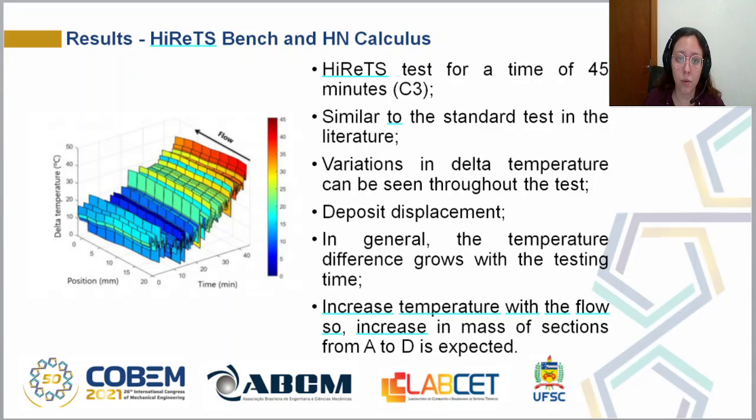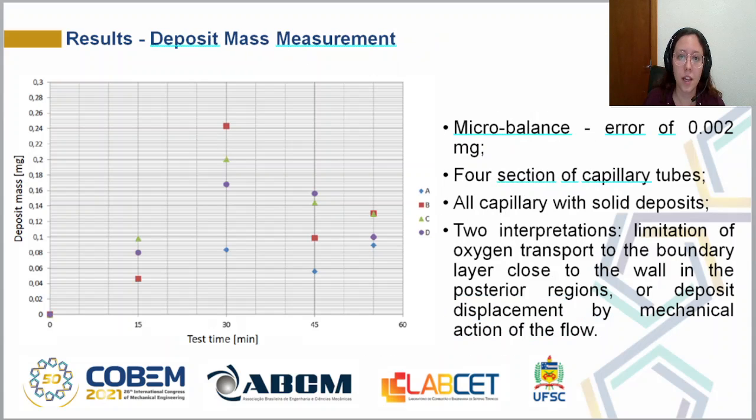The graphic below is from the test that has the highest similarity to the standard test in the literature. It is expected that mass increases in sections A to D. In the 45-minute test, we have the increase of mass in sections A to D. Its graphic shows that all capillary sections have solid deposits.